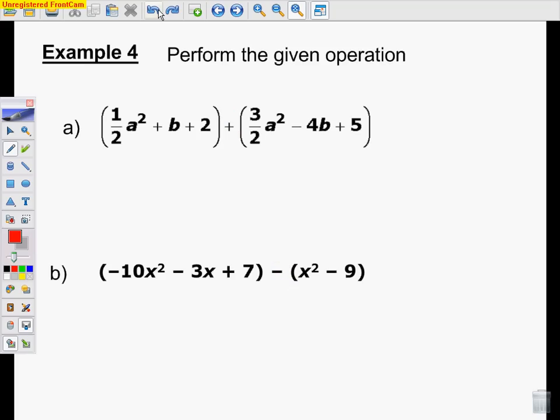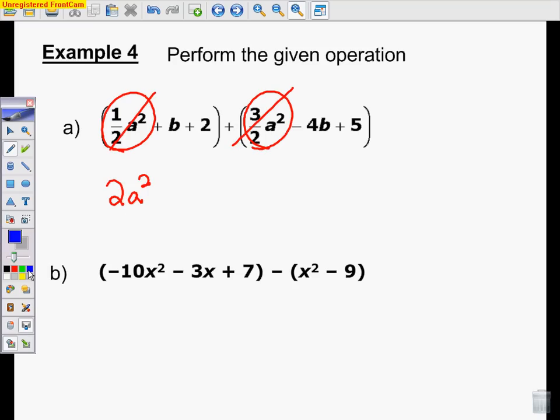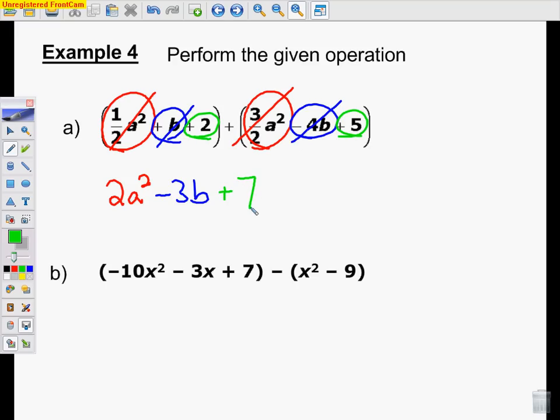So the first one, all we're going to be doing is adding like terms. So let's add the like terms here. 1/2 a squared plus 3/2 a squared. Well, 1/2 plus 3/2, that's 4/2, or just 2. So that's 2a squared. Next, we have b, a positive b, and a negative 4b combined to be negative 3b. So those are gone. And then lastly, we have a positive 2 and a positive 5, which adds to a positive 7. And there is our final answer.